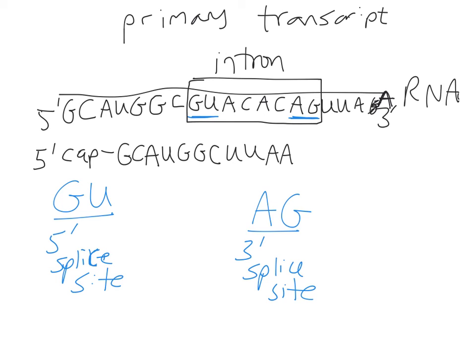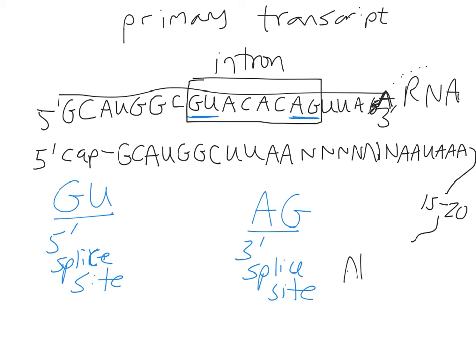And then presumably there would be some other nucleotides in here, which I'm just going to call N's, because it's any nucleotide. I didn't specify them. At some point, there would be an AAUAAA. That's the polyadenylation signal sequence. Then there would be 15 to 20 more nucleotides, and then you would find the poly-A tail. Just a string of A's that get added on separately, and that would be the 3' end of that.